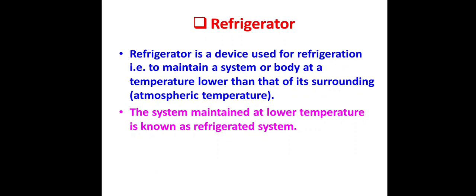Refrigerator is one of the devices where the refrigeration process takes place. Refrigeration is the branch which deals with maintaining temperature less than atmospheric or surrounding temperature. The system maintained at lower temperature is called a refrigerated system or refrigeration system. There are generally two types of refrigeration systems: vapor compression system and vapor absorption system.